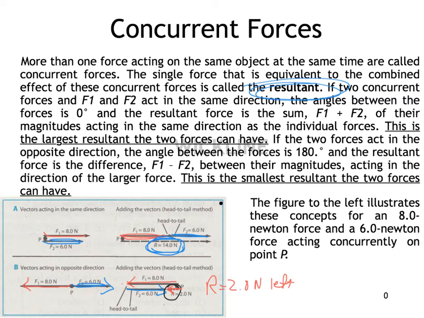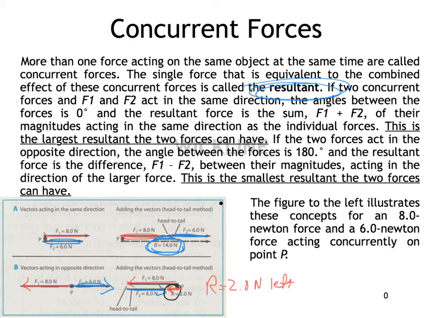So as a quick overview for this slide, we learned the word resultant. Resultant is when you combine 2 forces to make one force. And we also learned the word concurrent forces. Concurrent forces are more than one force acting on the same object at the same time.